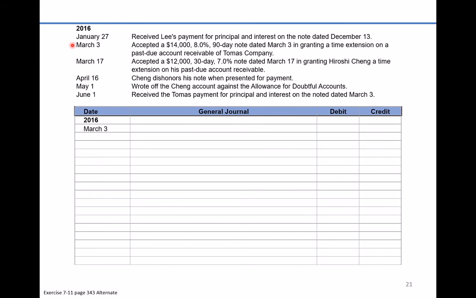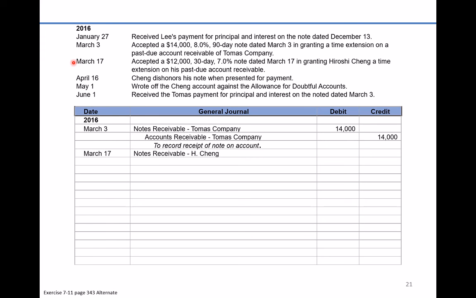On March the 3rd, we accepted a $14,000 8% 90-day note dated March the 3rd in granting a time extension on a past due account receivable for Thomas Company. So, like we saw with the earlier example for Lee, Thomas owes us a $14,000 account receivable. Receivables have a normal debit balance. To make that $14,000 debit balance go away, what are we going to do? We're going to give it a credit of $14,000. And now that offsetting entry is going to be the creation of this new note receivable for $14,000. Let's move on to our next example.